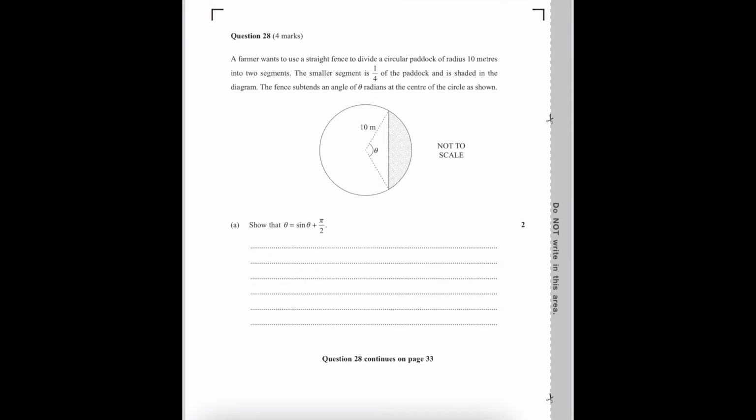Question 28 says a farmer wants to use a straight fence to divide a circular paddock of radius 10 meters into 2 segments. The smallest segment is a quarter of the paddock and is shaded in the diagram. The fence subtends an angle of theta radians at the center of the circle as shown. Show that theta equals sine theta plus pi on 2.